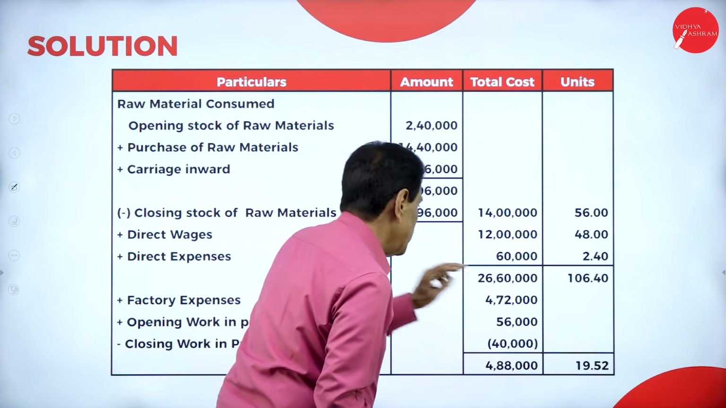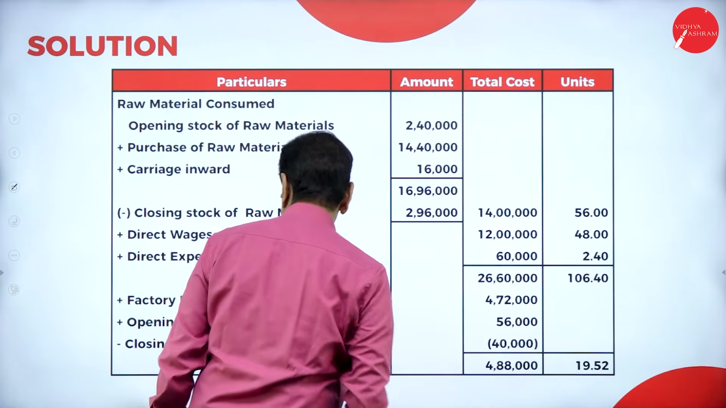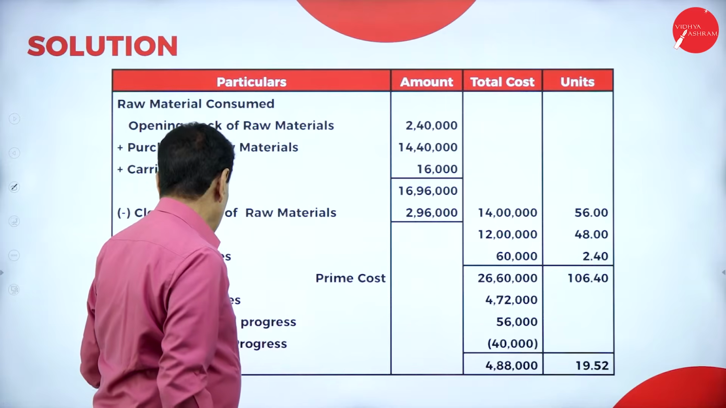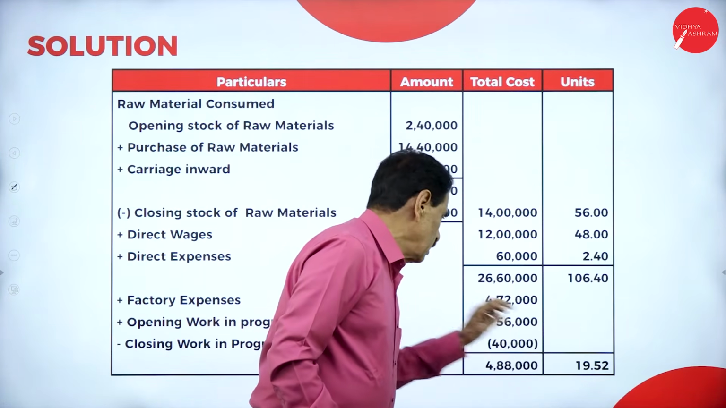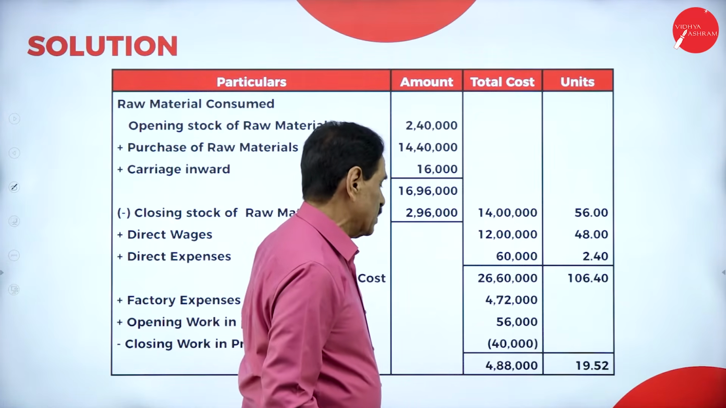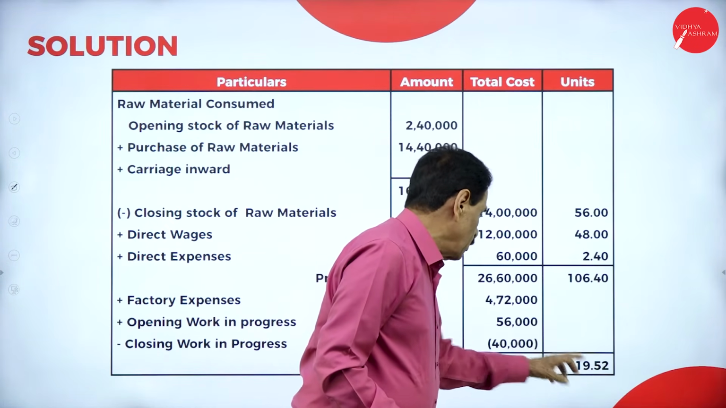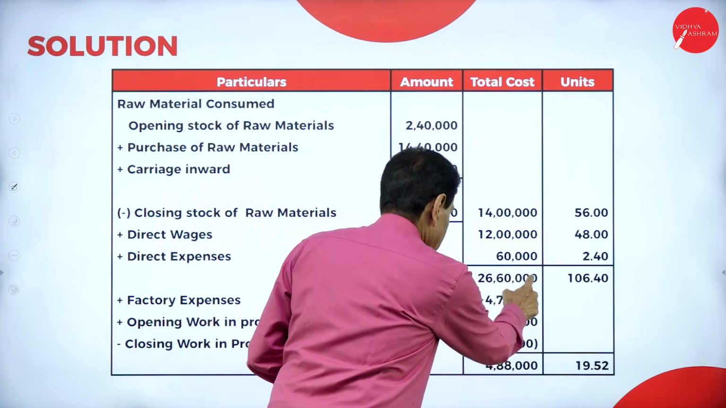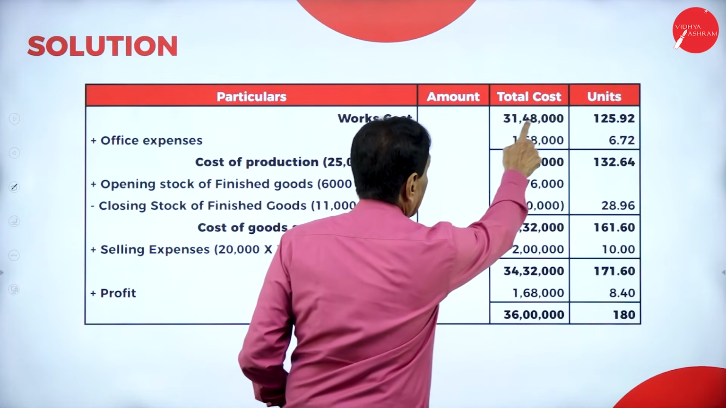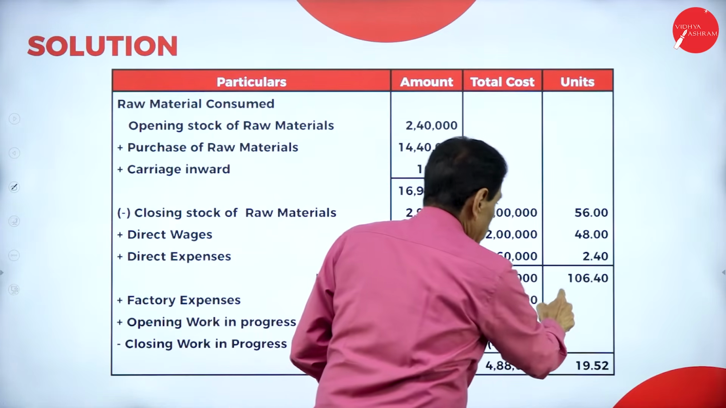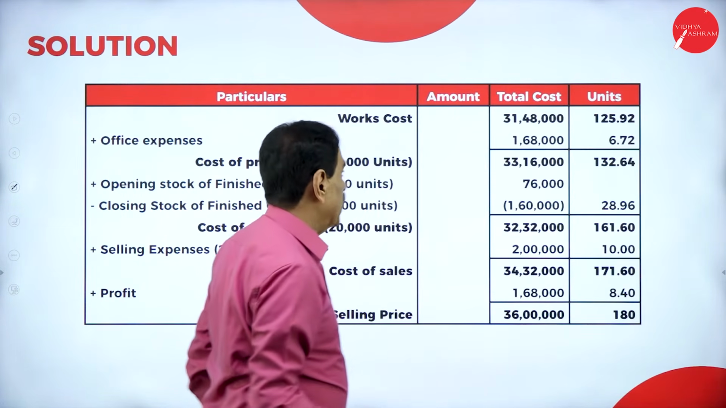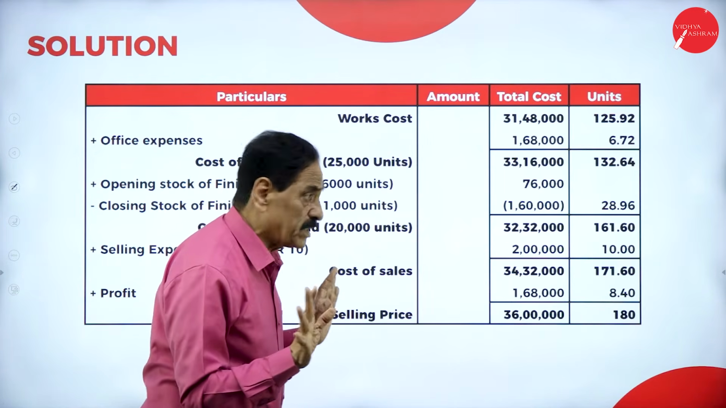Add factory expenses 4 lakh 72,000. Add opening work in progress 56,000 minus closing work in progress 40,000. If we add, it becomes 4 lakh 88,000, 19 rupees 52 paisa. This one, 26 lakh 60,000 plus 4 lakh 88,000, it becomes 31 lakh 48,000. 106 plus 19, it is 125.92 per unit. This becomes the works cost.